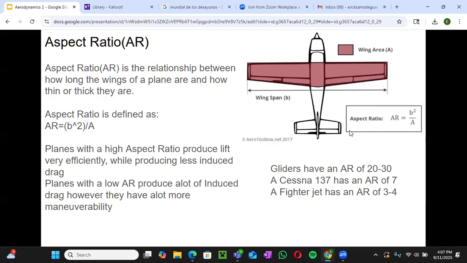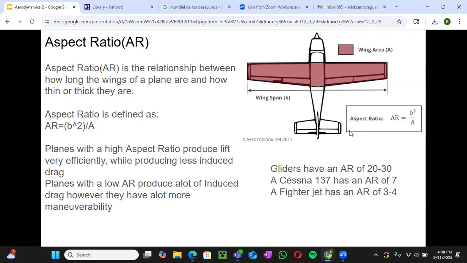Gliders have this huge long wingspan, but they have a short chord length. So as it starts flying, gliders are very efficient at generating lift and they can stay up in the air for a long amount of time, but they can only go at slow speeds because they're almost entirely made out of composites. Because they have such a long wingspan, they can't go at higher speeds because they're structurally not going to handle that. They'll actually just break.